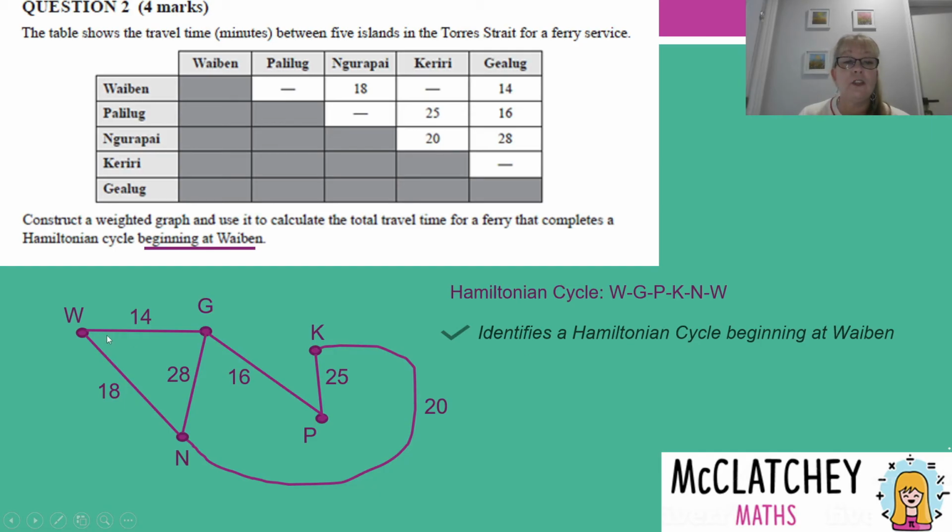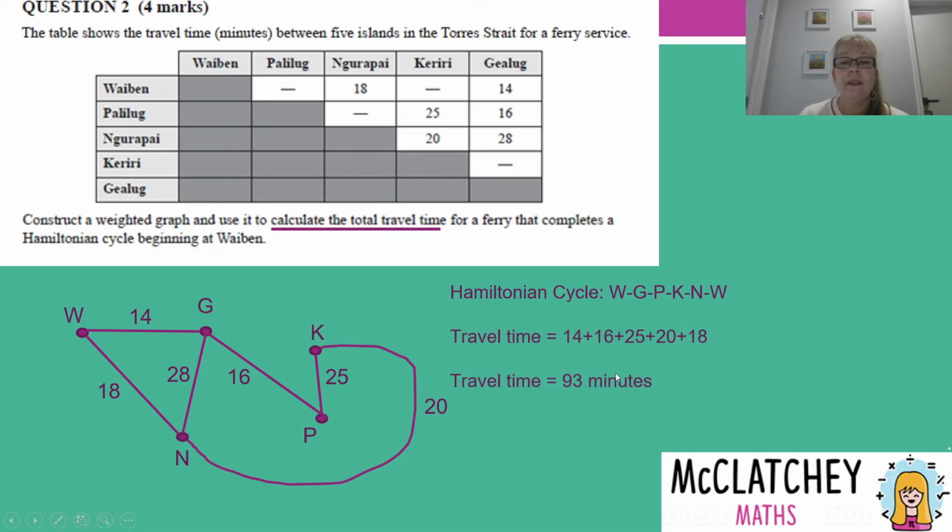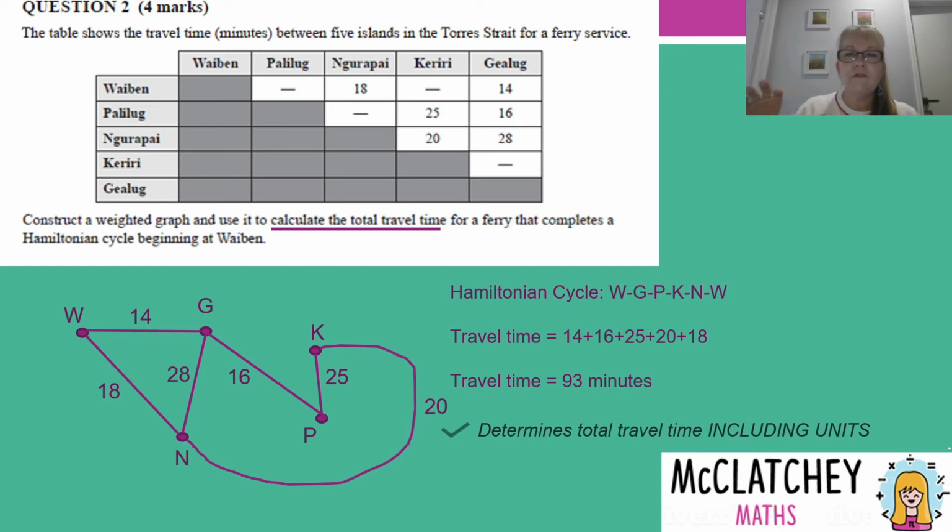Okay, now I need to use that pathway through the network to work out the total travel time. So I'm simply going to be adding 14, 16, 25, 20, and 18 together. So that's this here, and it's a total of 93 minutes. I get my total travel time, including units. So I needed to write the minutes on there, otherwise I would not get the mark. All these things we've been talking about since grade 7, you don't forget to round properly, don't forget to use your units of measurement. They all come in handy here.